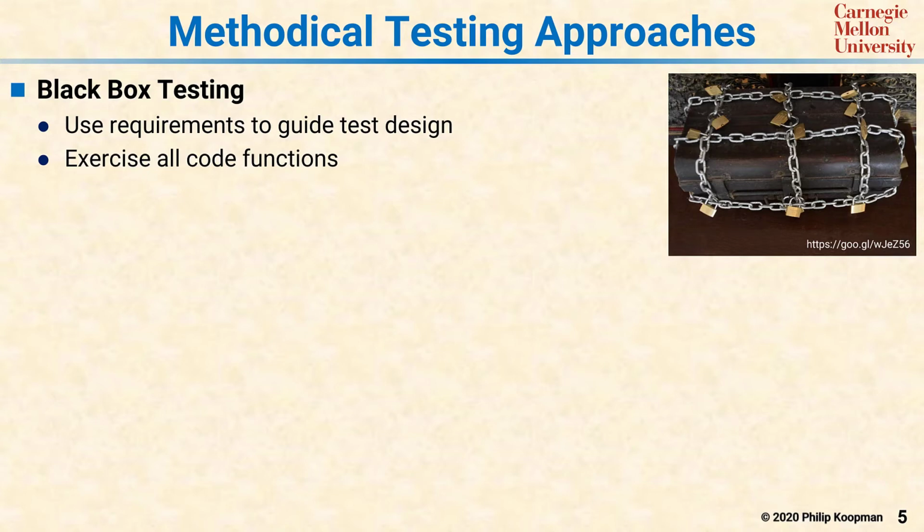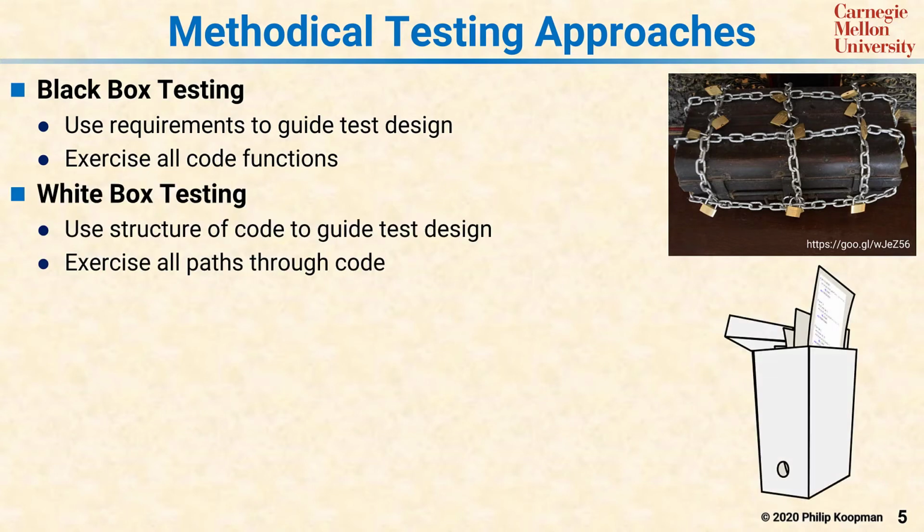In comparison, white box testing starts with the source code and works backwards, saying, I see the structure of the code. Let me make sure that my tests are designed in order to exercise all the code. And typically the objective is to hit all the paths through the code. So it's called white box, or some people call it clear box because you can see inside, but the preferred terminology is white box testing.